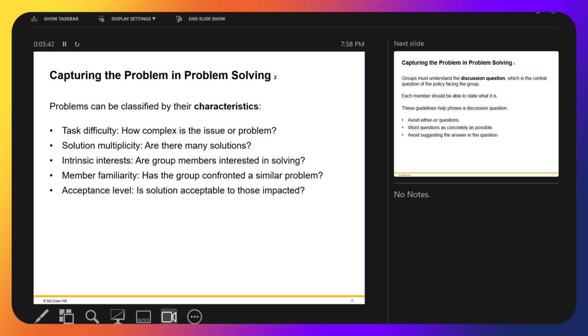And is the solution acceptable to those impacted? When we come up with a solution, is this something we can all sign our name to and say, you know what, I'm good with this, I put my name on it?